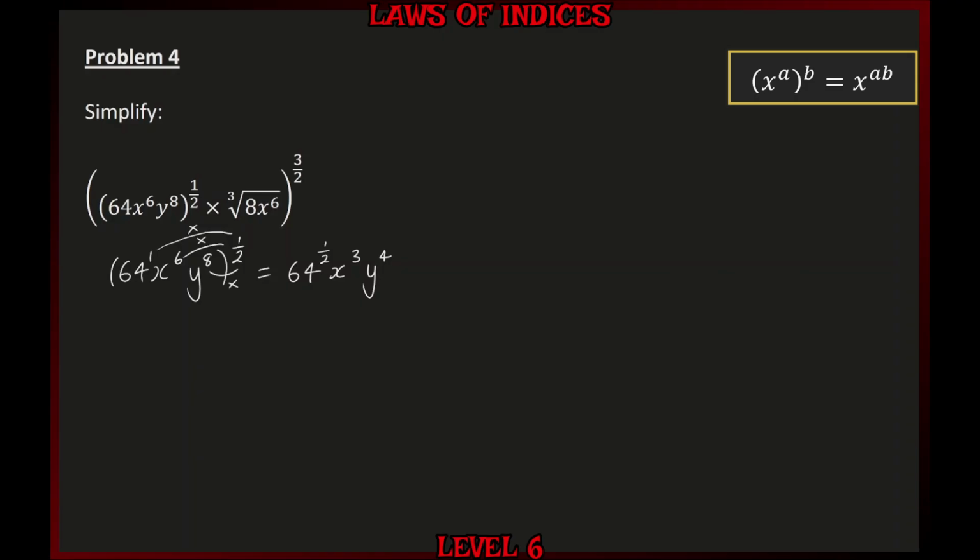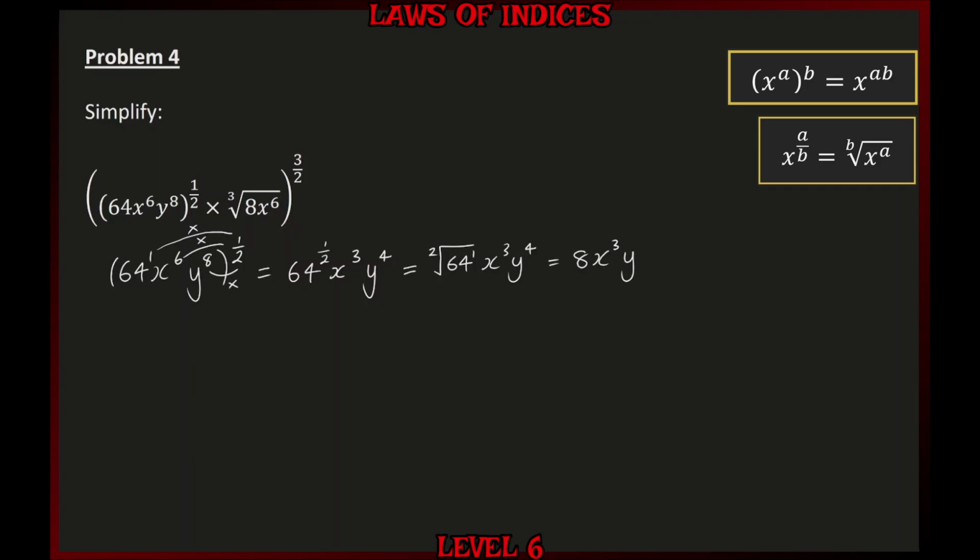Now 64 has a fractional power on it. So we can simplify this by using this law, which tells us that the numerator of the fraction is the power on 64 and the denominator is the root. So 64 to the power of a half becomes the square root of 64 to the power of 1. Now since the square root of 64 is 8, because 8 times 8 is 64, and 8 to the power of 1 is 8, this just becomes 8x cubed y to the power of 4.